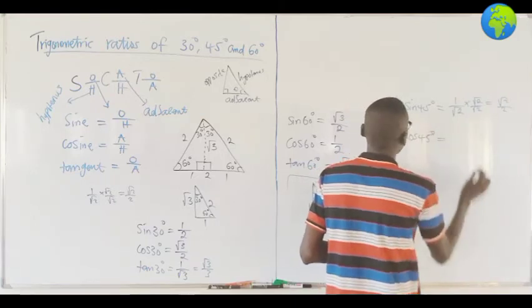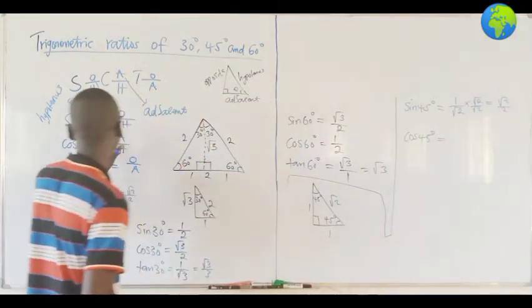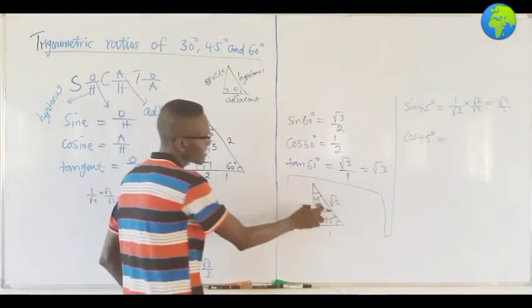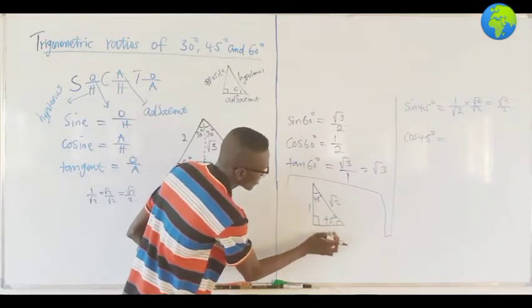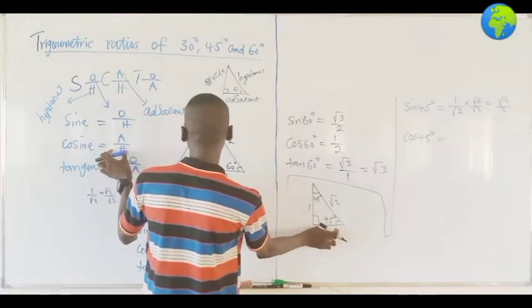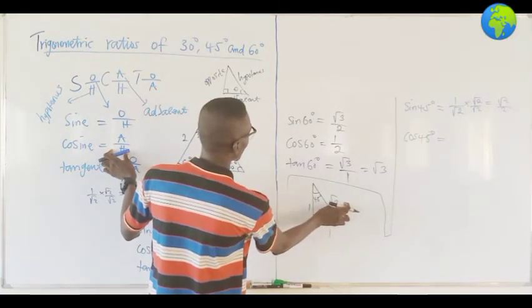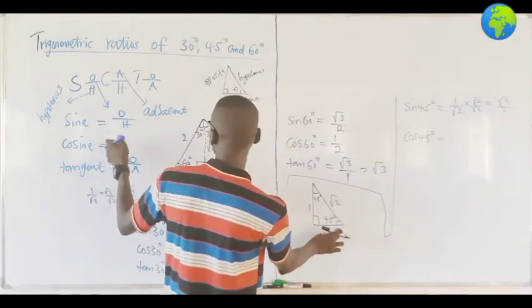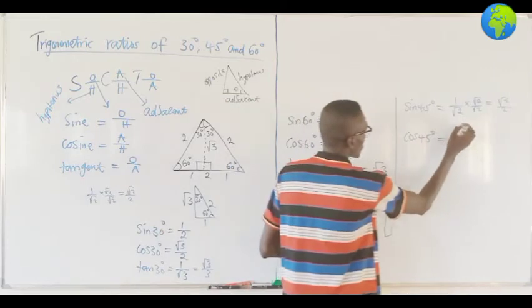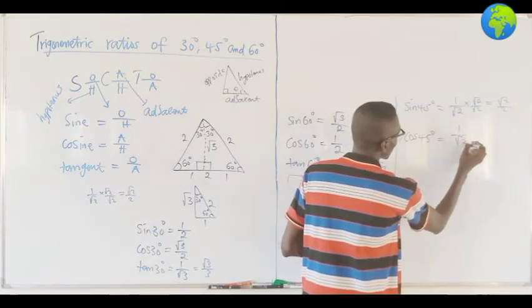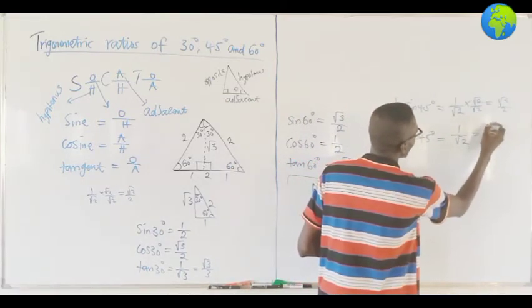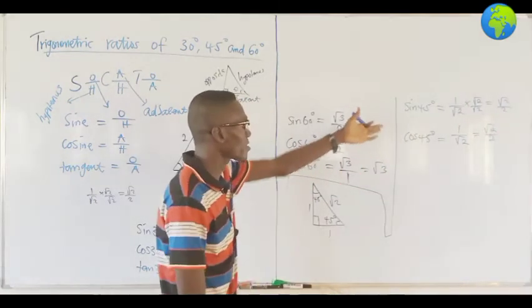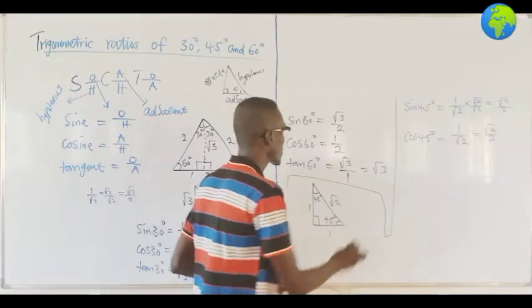So how about cos 45 degrees? What is cos? Cos is just adjacent over hypotenuse. Our adjacent here is 1, over the hypotenuse, which is square root of 2 again. So 1 over square root of 2, which is what we said here, square root of 2 over 2. So that means sine 45 and cos 45 are the same thing.